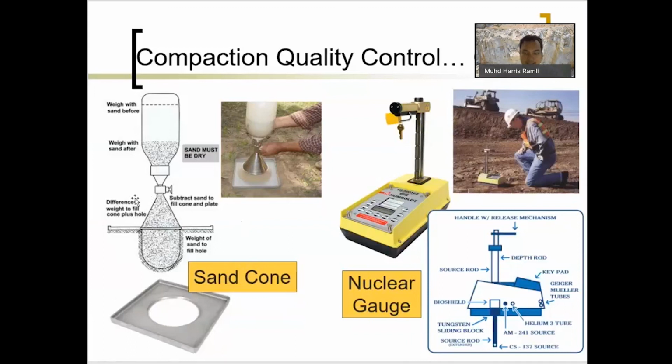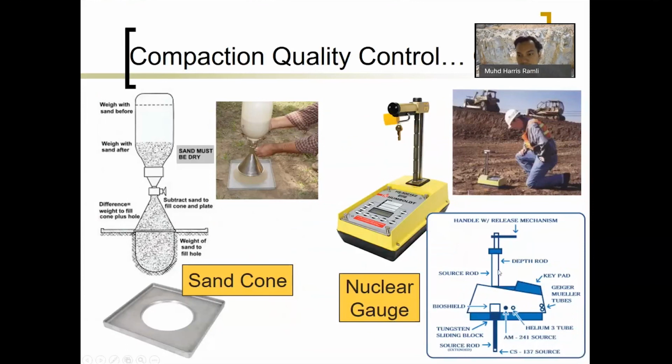Another method is the nuclear gauge. While using a nuclear density meter, you just penetrate the source into the ground. Then from the source, you release a very small amount of nuclear radiation. Then you straight away get the value of the density. Unlike the sand cone, where you have to bring the sample back to the lab, weigh the sand, and take a sample, with the nuclear density gauge it is very fast. You can get the value straight away.